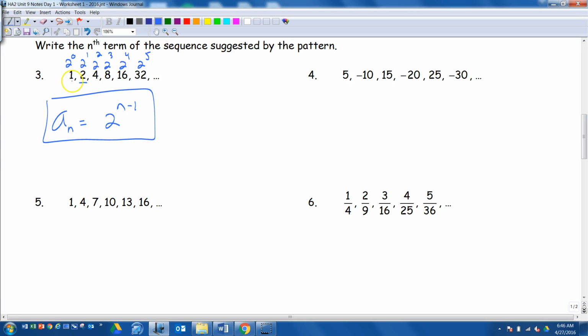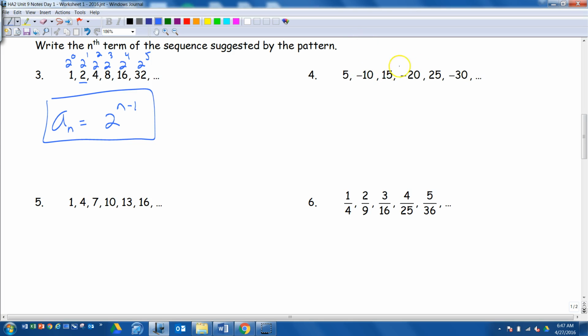So when I put 1 in for the first term, I get 2 to the 0, which is 1. This is the second term. So when I put 2 in, 2 minus 1 is 1, so 2 to the first is 2. This is the third term. 3 minus 1 is 2. 2 squared is 4. So that one works.